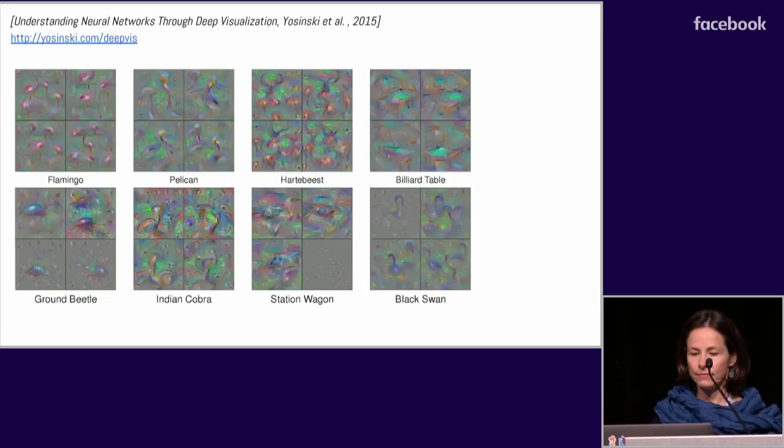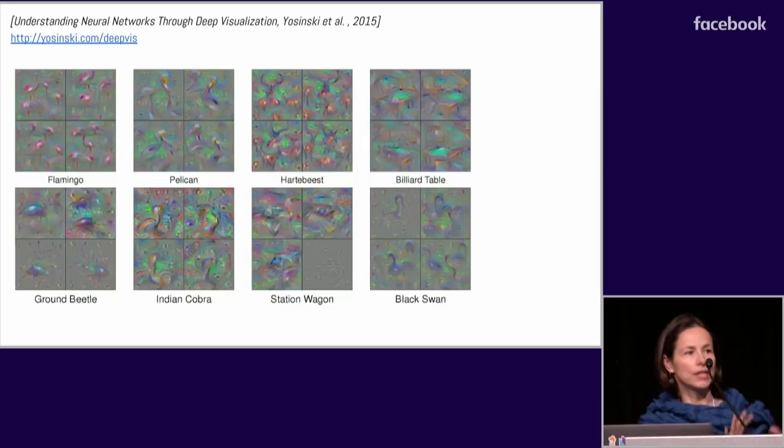You can do the same kind of thing with relationship to entire classes, right? You can say, okay, the pelican class, what are the kinds of things that activate the most response for that class? And there is a little bit of art there. Otherwise these images can look random, like visual noise. So there's a lot of art in making sure that you get something that starts to look humanly interpretable.